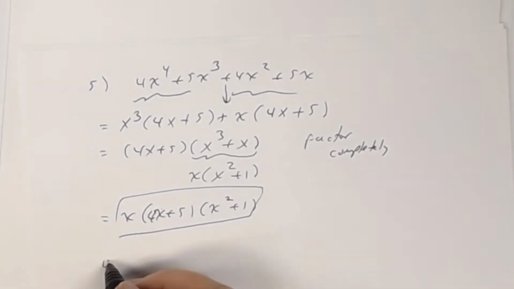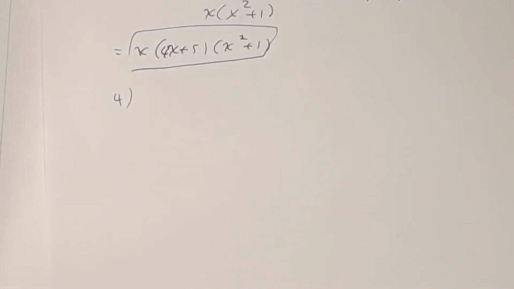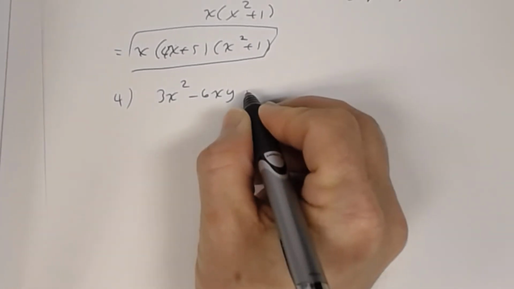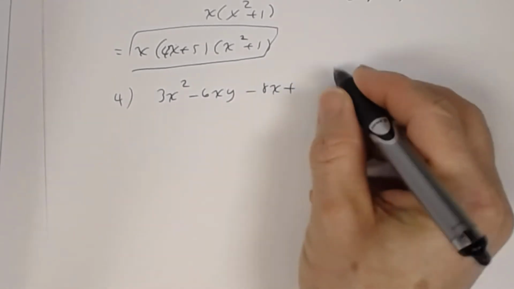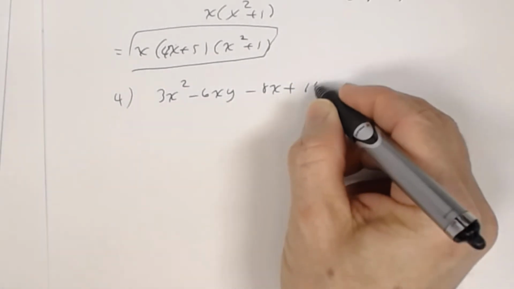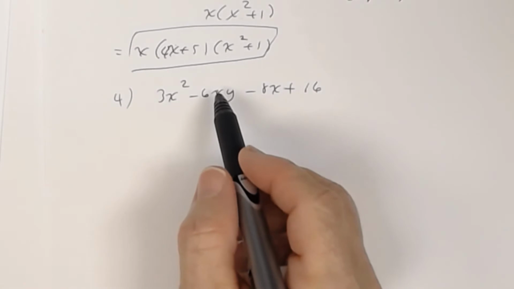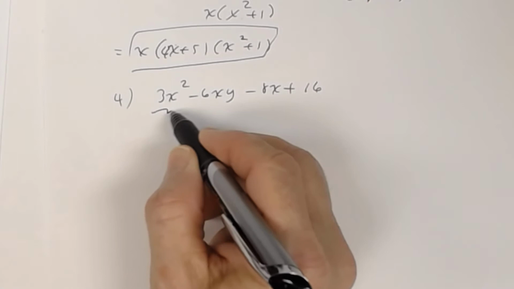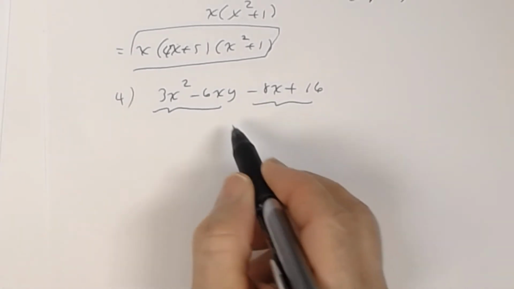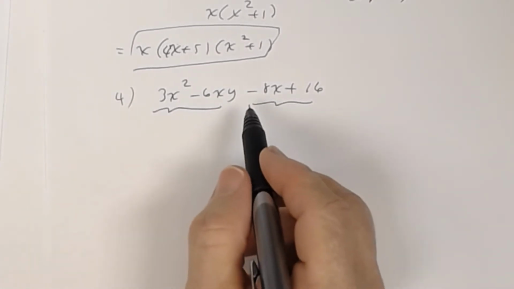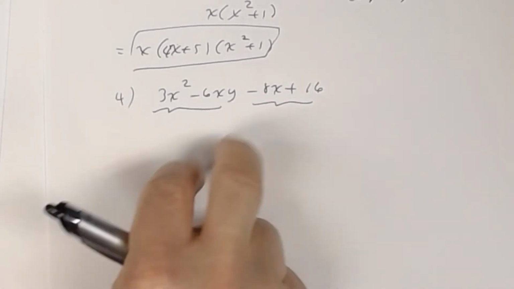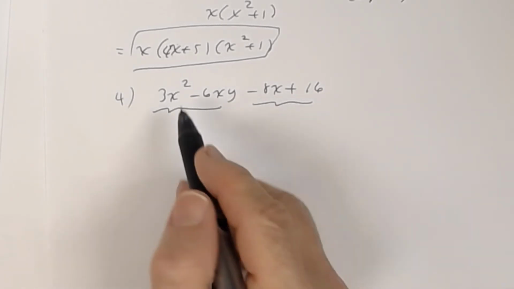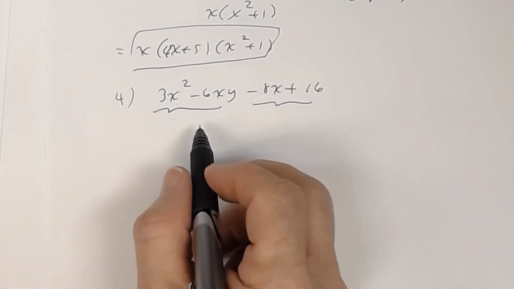Now let's look at number 4. So number 4, we had 3x squared minus 6xy minus 8x plus 16. All right, so notice the GCF here is 1, okay? And so then we're going to group the first two, group the last two. That's what we tend to do. It doesn't always work that way. You may have to rearrange some terms here. But for us at this point, it's going to be the first group, the first two, and then the last two that you're going to group.